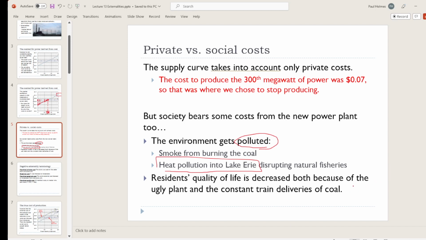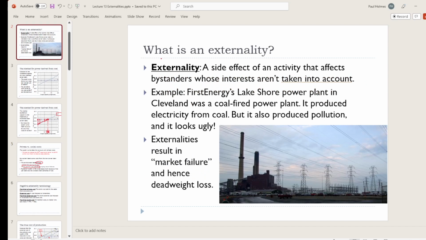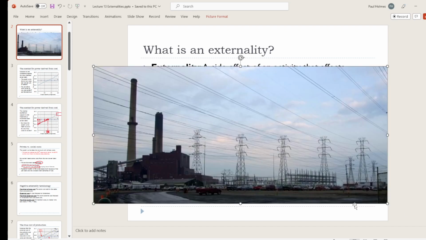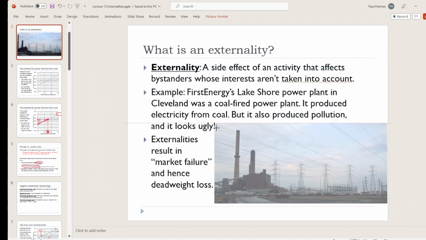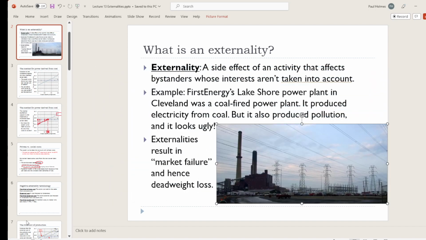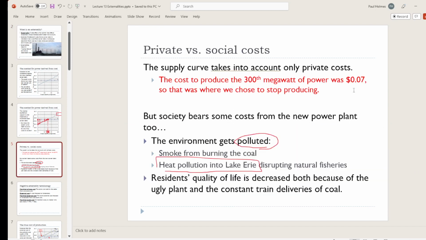And there are also other potential costs here, like the residents that have to look at this power plant might not enjoy it. They might be hurt by having to see that as their view out their living room window. That is a real cost as well, and it's something that the power plant owner is not going to take into account when they're making their choice about how much to produce.